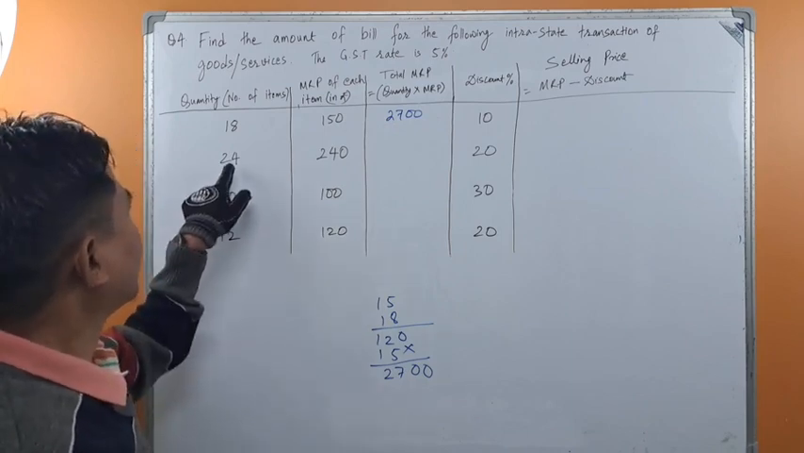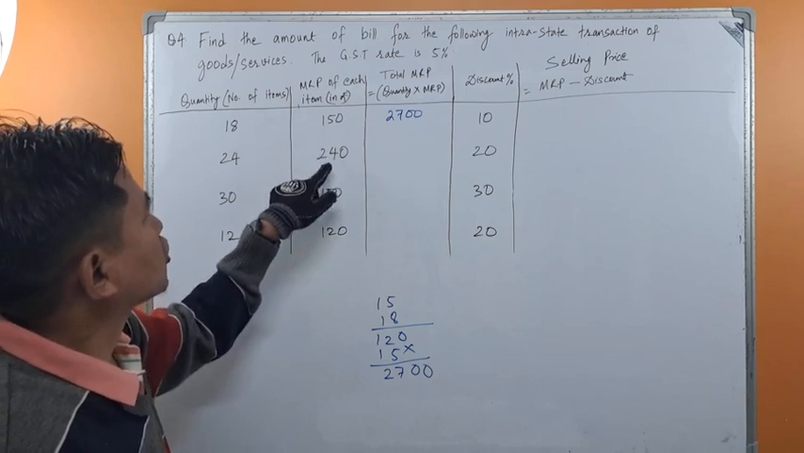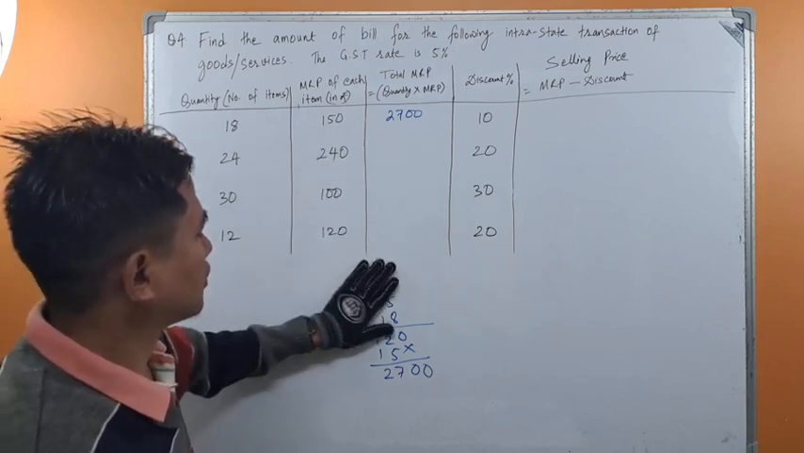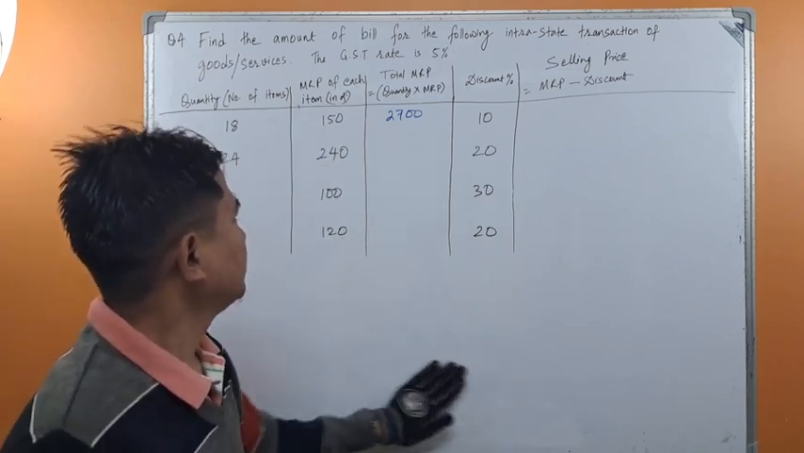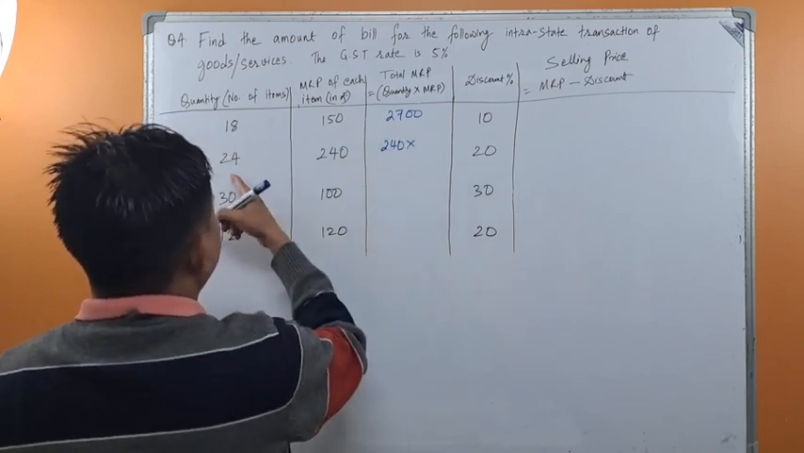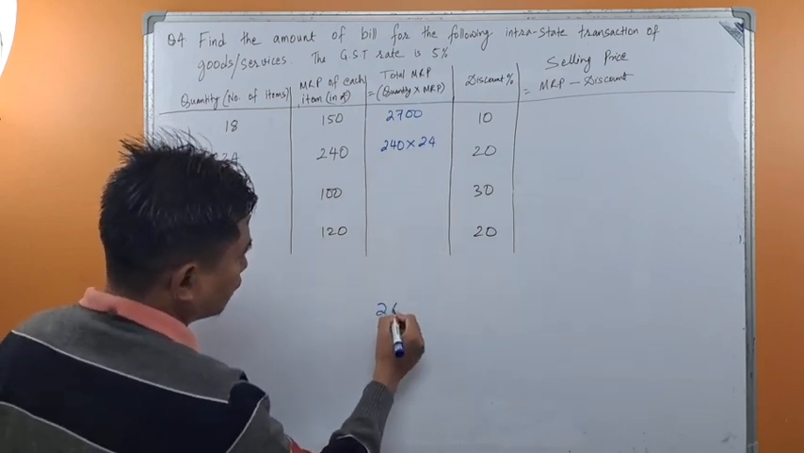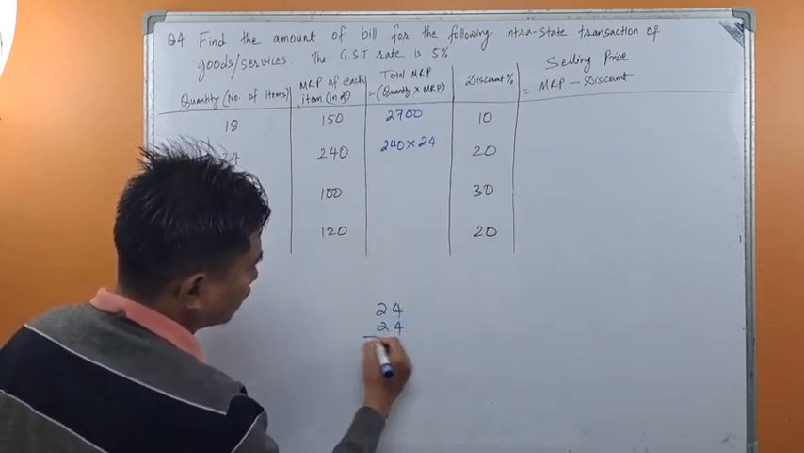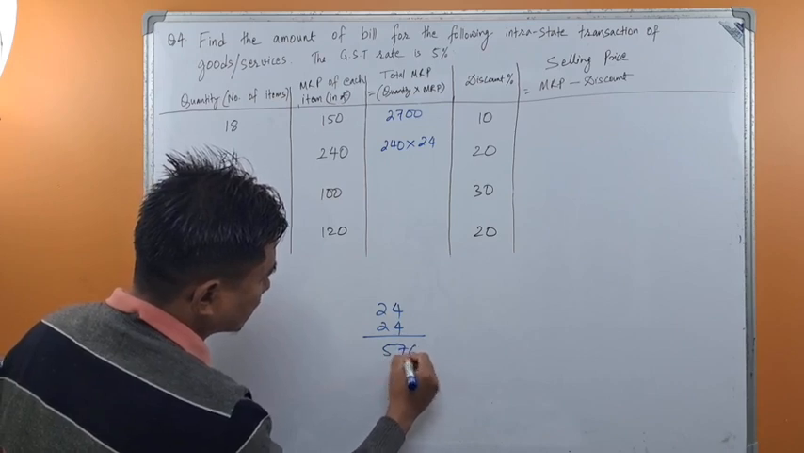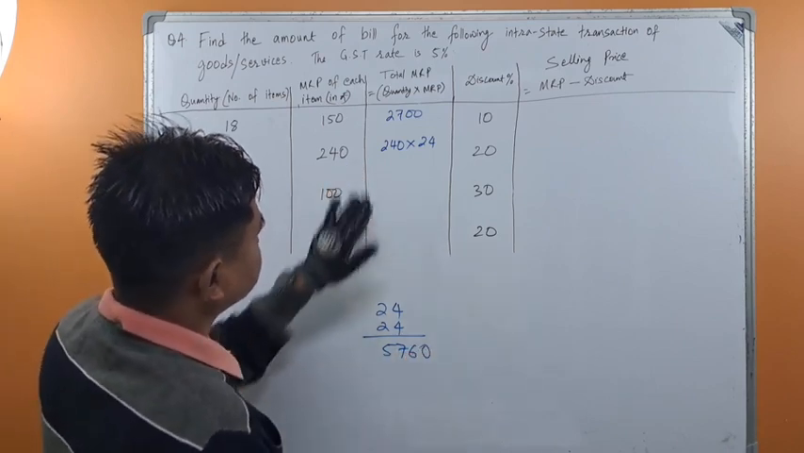Okay, so we have 24 number of items and cost of each item is 240. So the price will be 240 into number of items, that is 24, isn't it? So 24 into 24 will give us 576, isn't it? Now we will put this 0, so 5760.